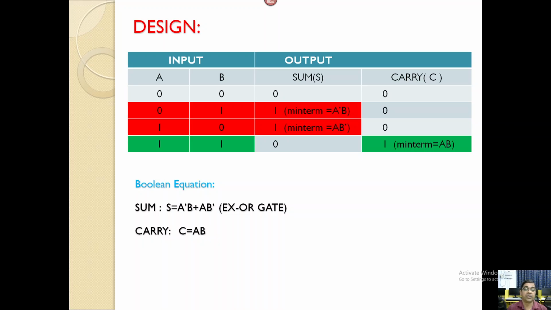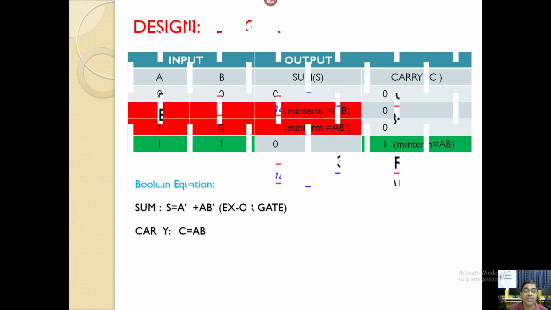So the Boolean equation for the sum column is S equal to A bar B plus A B bar, that is the XOR gate, and carry is equal to AB, which is the min term of AB. So we get the Boolean expressions for sum and for carry equal to AB. AB means A dot B, that is the AND gate, which will be required.